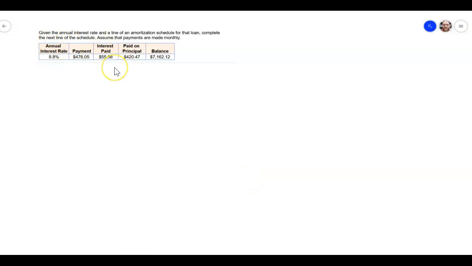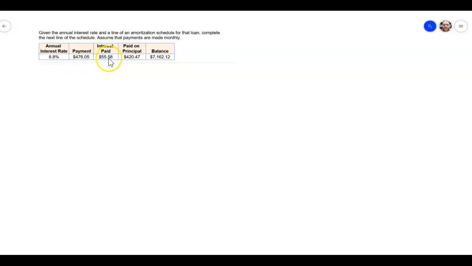All right, so this question here is from section 7.4, and it says, given the annual interest rate in a line of an amortization schedule for that loan, complete the next line of the schedule. Assume that payments are made monthly. So they want us to figure out the next payment, the next amount of interest paid, the next paid on principal, and the next balance line. So remember, this is something that we're paying off. So our interest rate will stay the same. Our payment will stay the same because we're making the same payment every month.